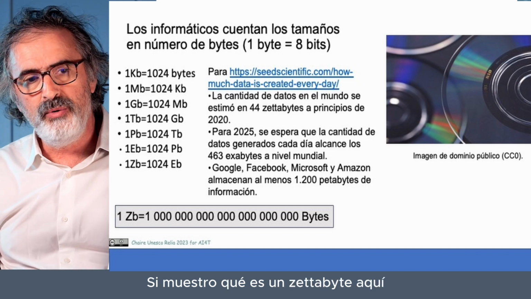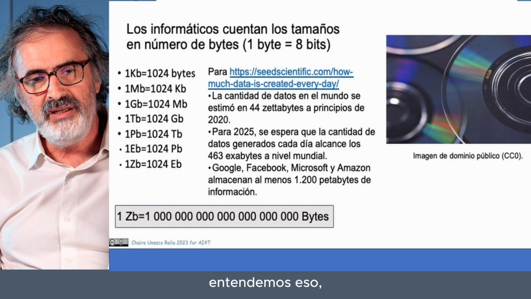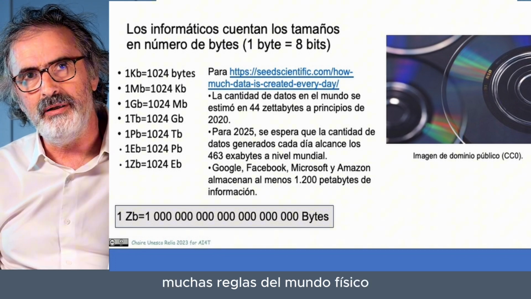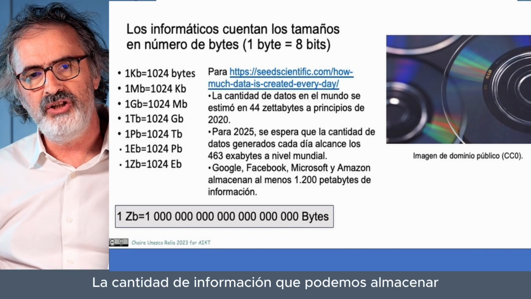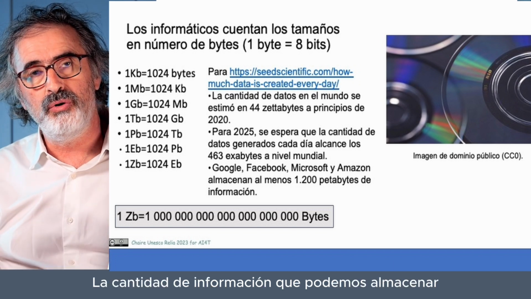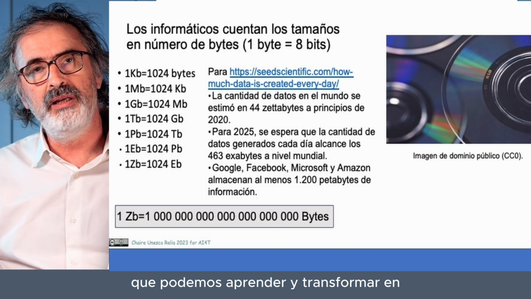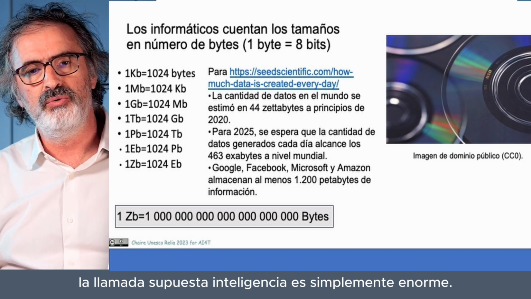If I'm showing what 1 zettabyte is here, it is just so we understand that a lot of the rules from the physical world fail to apply here. The quantity of information that we are able to store, and therefore that we're able to learn from and transform into supposedly called intelligence, is just absolutely huge.